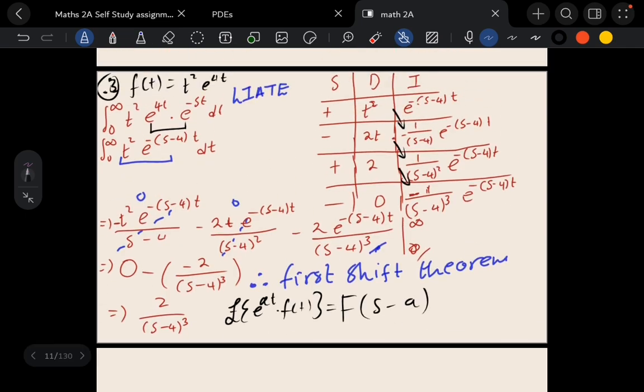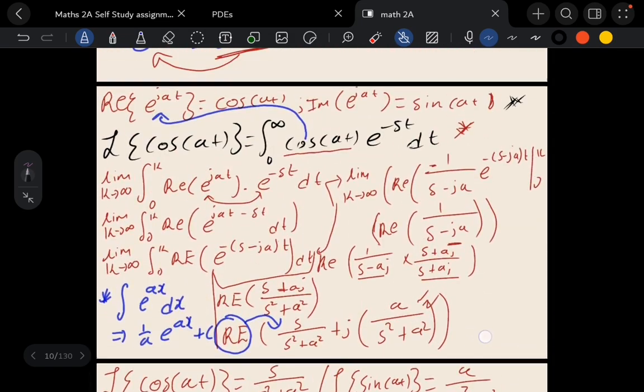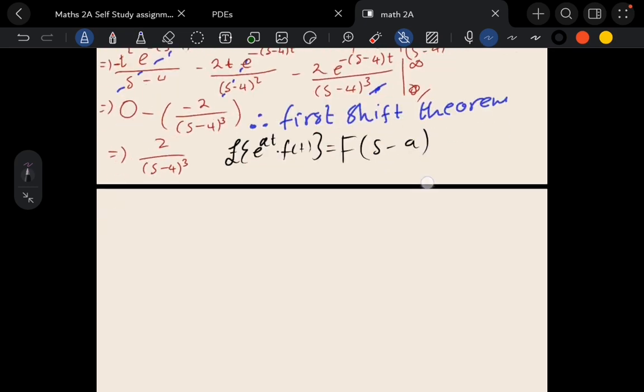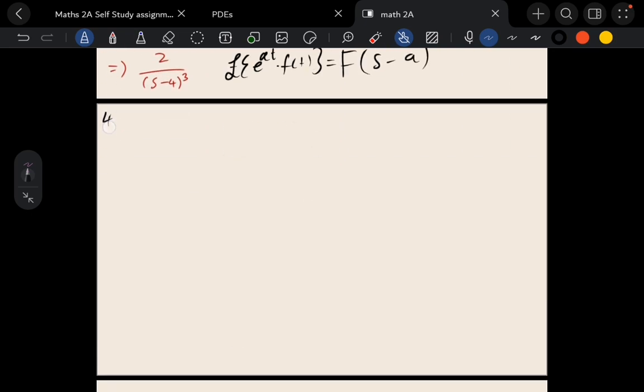By the way, do not stress too much on these problems. And then I'm just going to do the last one. I'm not going to do the last one using this procedure that you see here, but I'm going to use another method. So this is number 4.